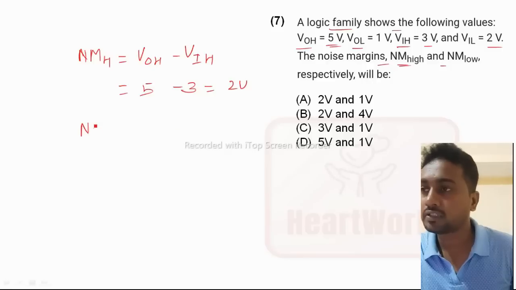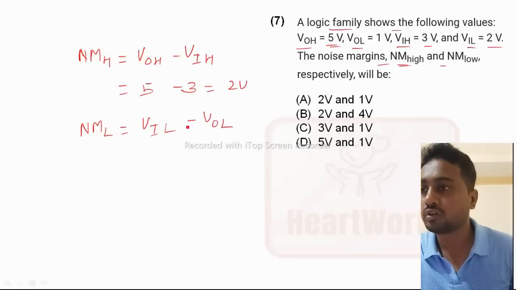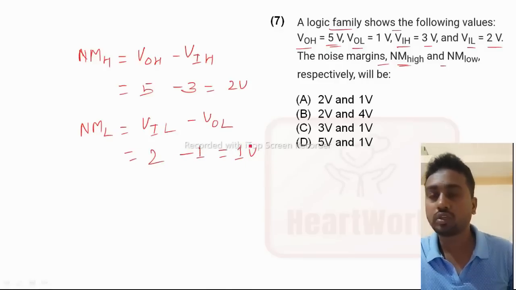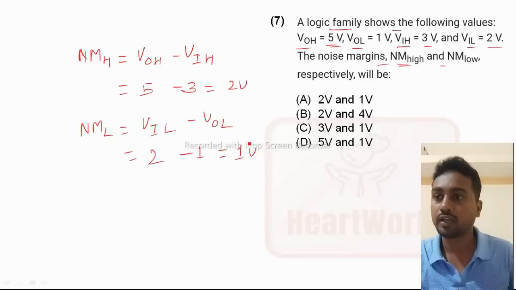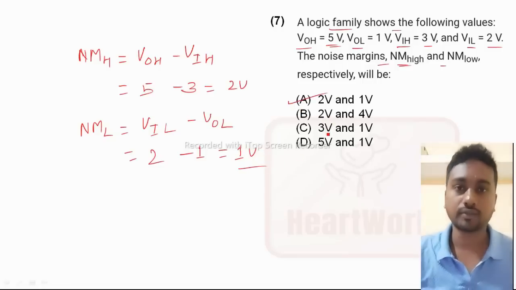Then noise margin low, what is the formula? This is input voltage low minus output voltage low. So what is the value of VIL? It is 2 volt and VOL is 1 volt. So 2 minus 1, that is equal to 1 volt. So noise margin high is 2 volt and noise margin low is 1 volt. That means option A is the right answer.